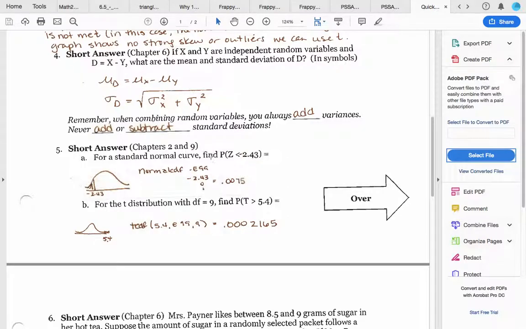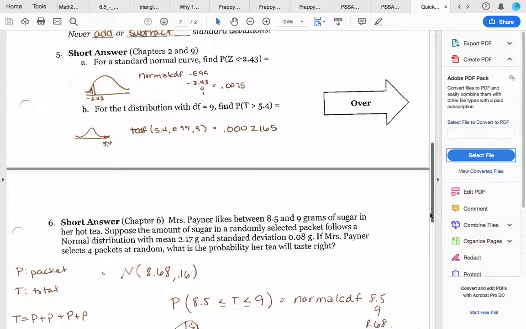If you have a standard normal curve and you want to find the probability that z is less than that number, then you can just use your normal CDF command. If you have a t distribution, so if I want to find the probability that I'm greater than that, I need to know the degrees of freedom. So I can just use the tCDF command. It works just like normal CDF.